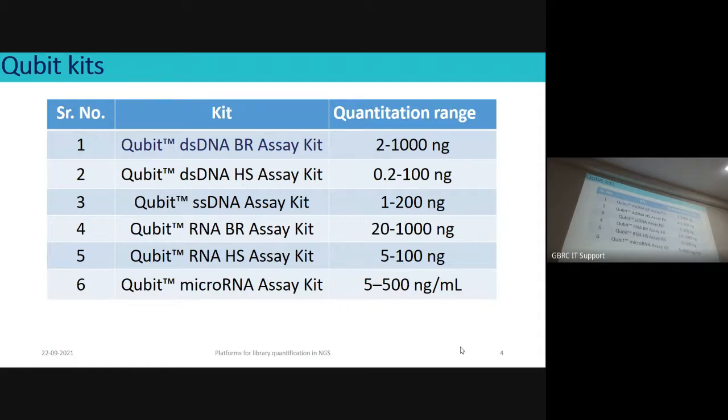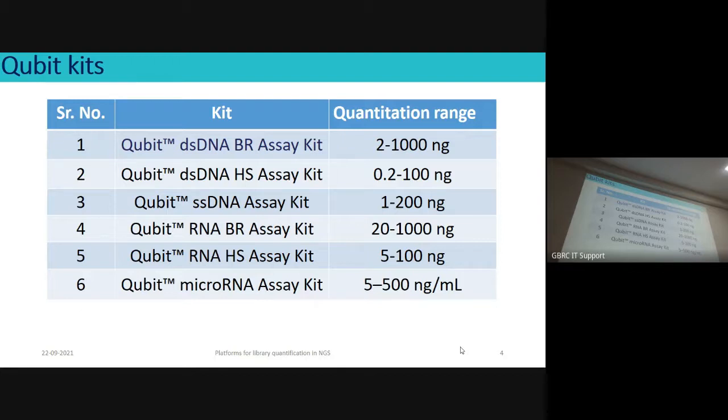So in NGS, these kits are widely used. Qubit double-stranded DNA broad-range assay kit: the difference is the quantitation range. In broad range, the quantitation range is 2 to 1000 nanograms. And this Qubit DNA HS kit is mostly used for the quantification of the library, because the concentration of the library will be minute. Its quantification range is 0.2 to 100 nanograms per microliter.